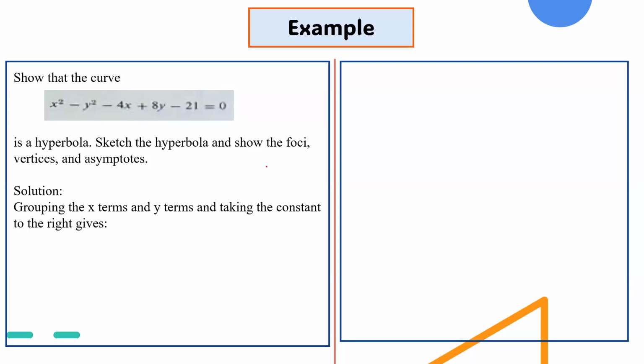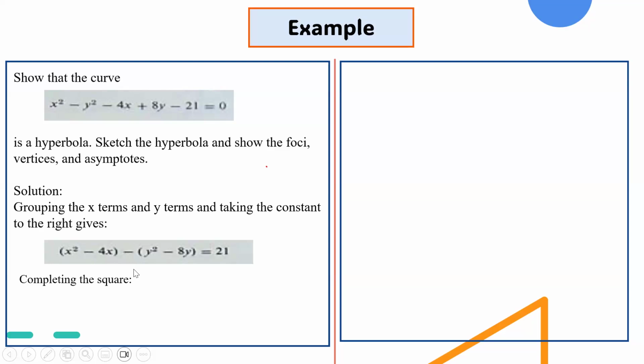Here we have an example. Show that the curve x squared minus y squared minus 4x plus 8y minus 21 is equal to 0 is a hyperbola. Sketch the hyperbola and show the foci, vertices, and the asymptotes. When solving this, first we have to group the x terms and the y terms, and then take the constant to the right.